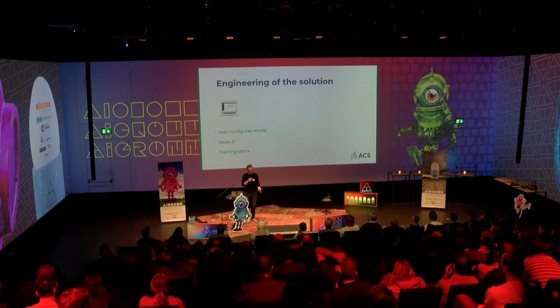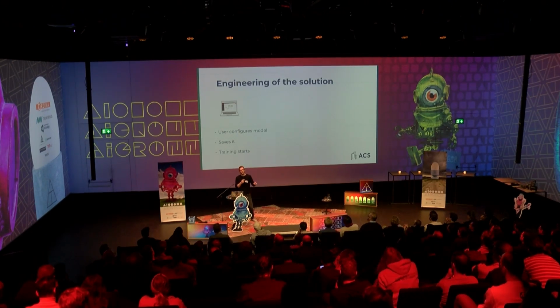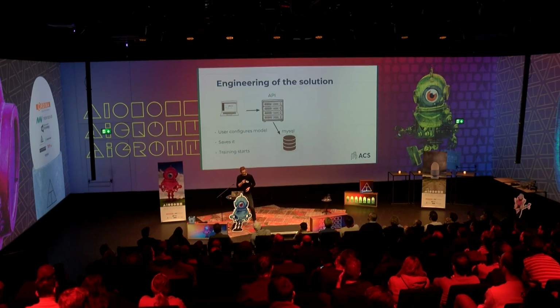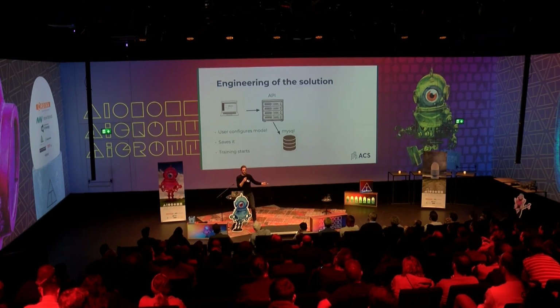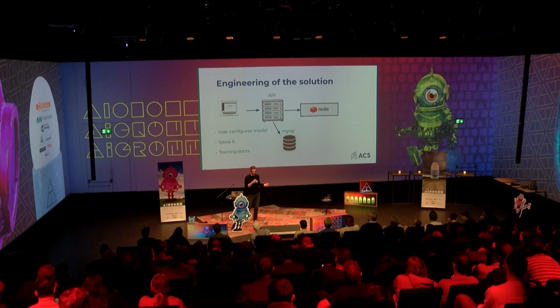So how does it look a bit more technical? We have a user on his laptop that configures a model. He saves it. It goes into MySQL. So our MySQL actually saves the configuration of a machine learning model that we want to train. All right? And then either via manual retraining or via some sort of automatic retraining, a Redis message is sent. Okay, so we use Redis for this queue.